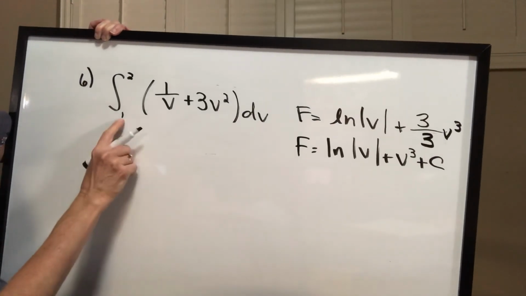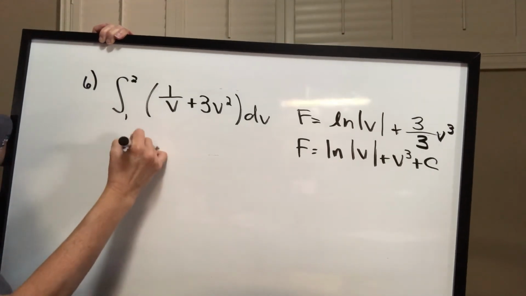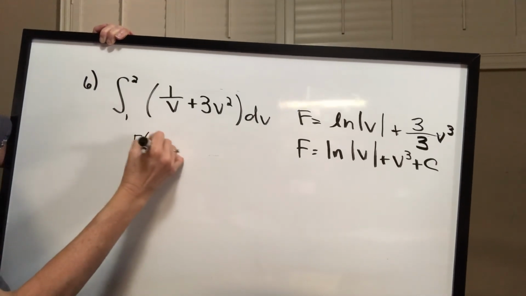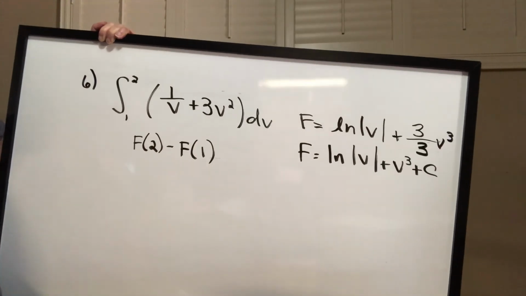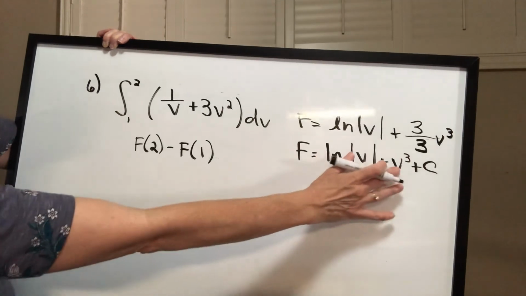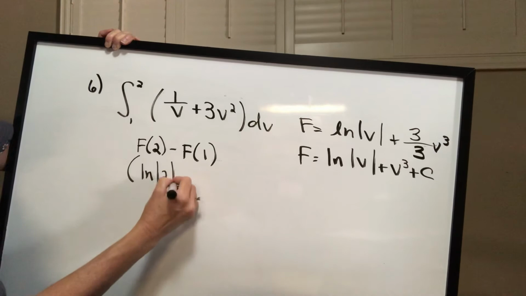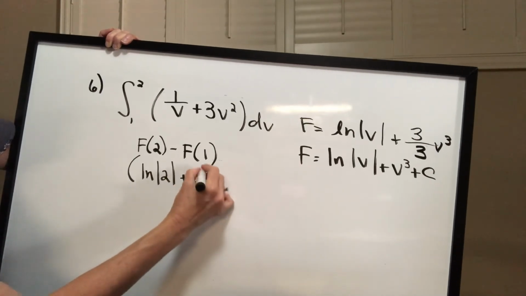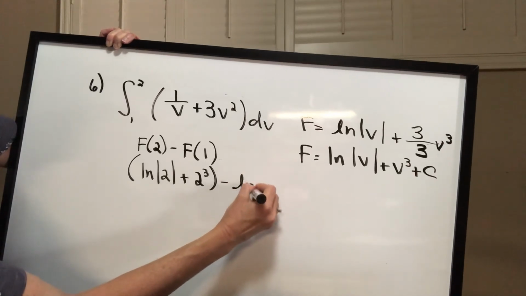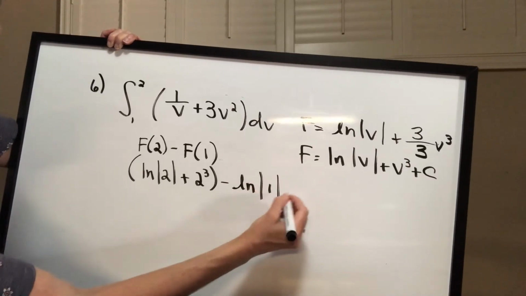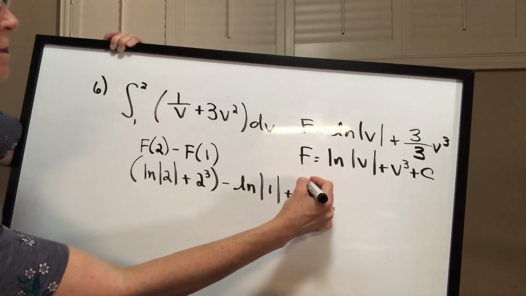Okay, so then we're going to evaluate that at these two numbers. We're going to be evaluating that antiderivative at 2, and then subtract the antiderivative evaluated at 1. So we're going to be plugging in 2 here and here. So it's going to be the natural log, absolute value of 2, plus 2 cubed. That's the first part. And then the second part will be the natural log of absolute value of 1, plus 1 cubed.